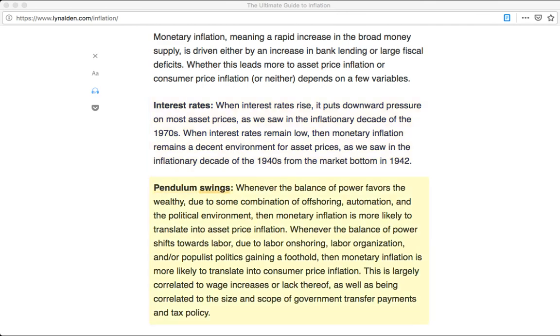Pendulum swings. Whenever the balance of power favors the wealthy, due to some combination of offshoring, automation, and the political environment, then monetary inflation is more likely to translate into asset price inflation. Whenever the balance of power shifts toward labor, due to labor onshoring, labor organization, and/or populist politics gaining a foothold, then monetary inflation is more likely to translate into consumer price inflation. This is largely correlated to wage increases or lack thereof, as well as being correlated to the size and scope of government transfer payments and tax policy.